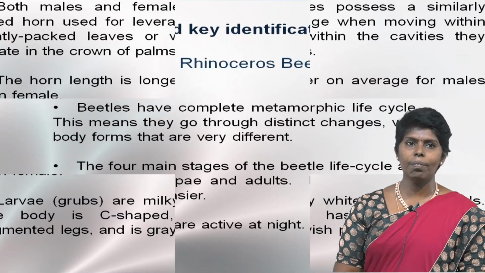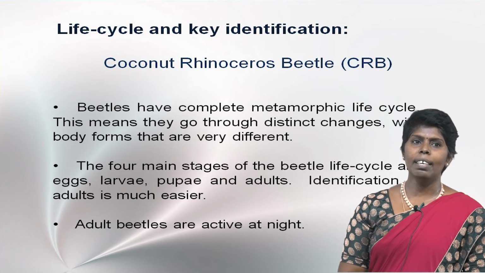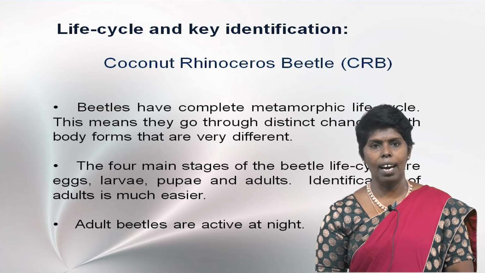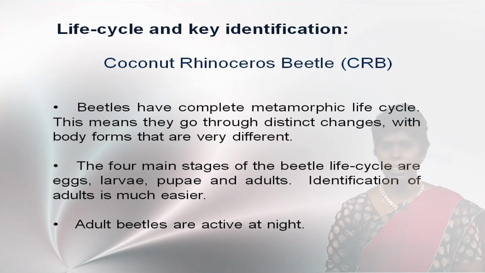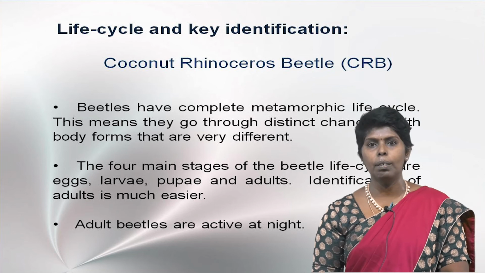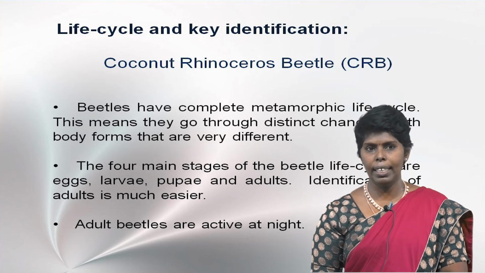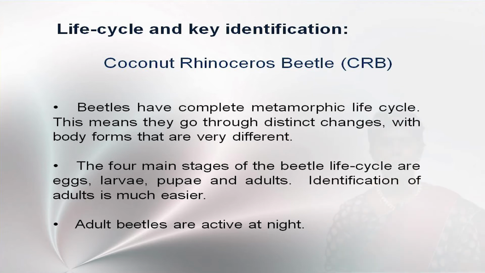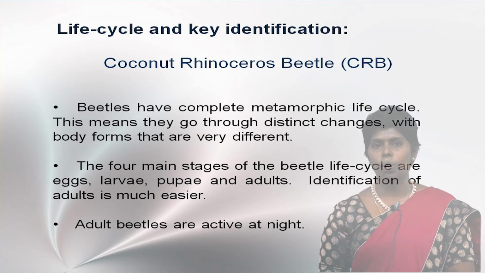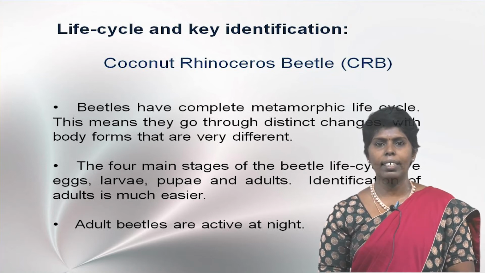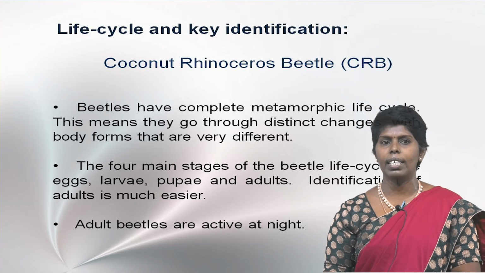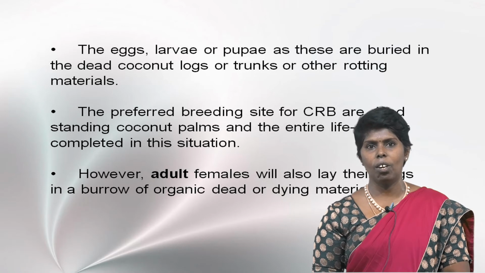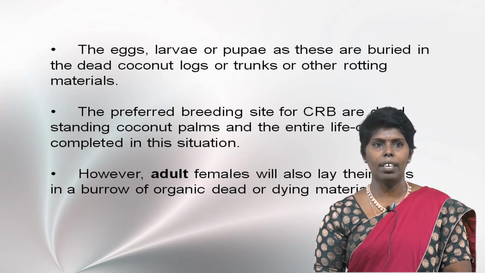So what is the life cycle of the rhinoceros beetle? It has a complete metamorphosis life cycle, undergoing four stages: egg, larva, pupa and adult. At every stage the larva passes through molting. The egg, larva and pupa are buried in dead coconut husk, trunk or rotting materials. The preferred breeding site of the coconut rhinoceros beetle is the standing coconut palm, where the entire life cycle is completed. Next slide. The adult female lays eggs in rotten or drying dead organic materials.